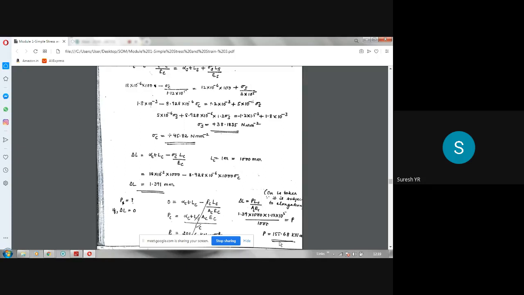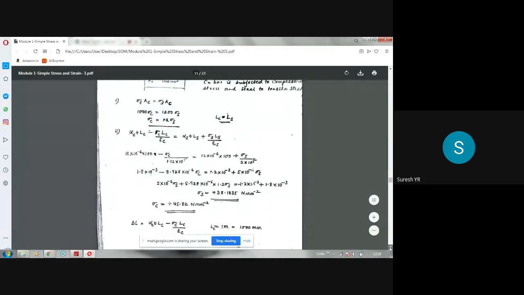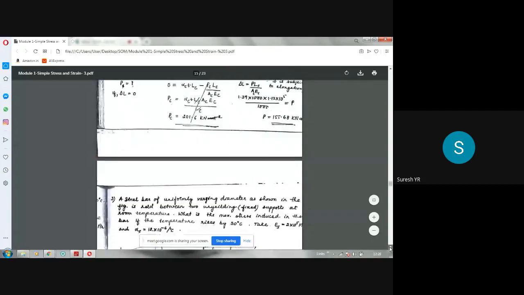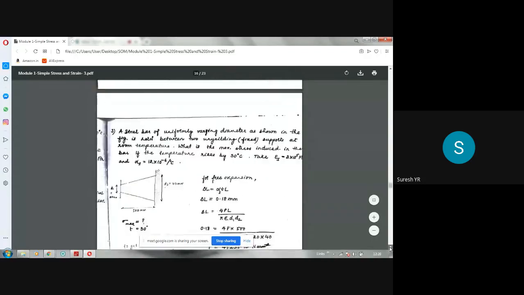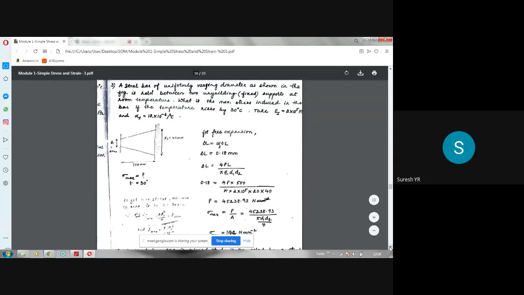So this is what the problem is. These are all standard types of problems: a compound bar subjected to temperature stress. I explained one problem yesterday, and today I have explained another problem. Now the next one is a tapering bar. It is an examination problem: a tapering bar subjected to temperature rise.